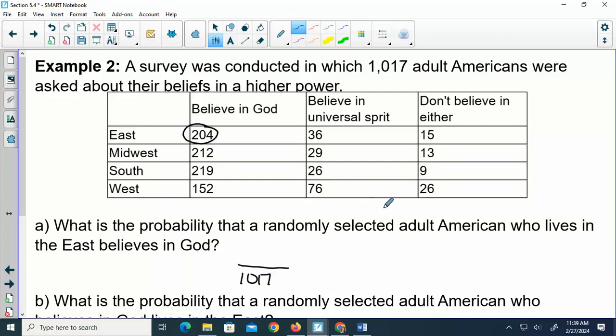But that's not how I phrased it. I said the probability that someone who lives in the East. So I already know they live in the East. So am I looking at all 1,017 people? No. I am only looking at these people because I already know something. When you have a conditional, it's changing your denominator here because I no longer looked at everybody. I already know it's somebody from the East. How many people were from the East? So my denominator is going to be 255. Then out of those, how many were from the East and said they believed in God?